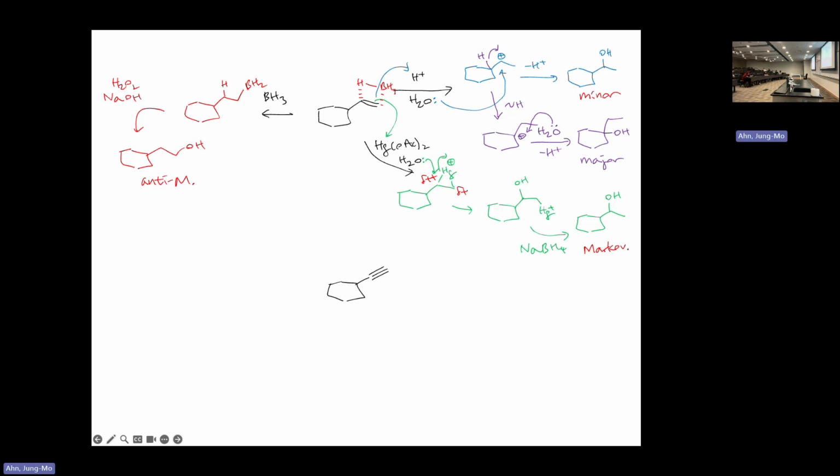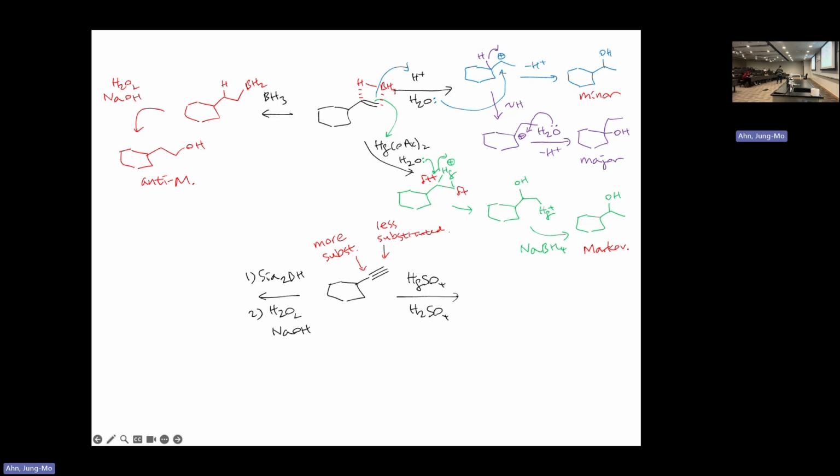Now I'm going to show you what it looks like when adding water to a triple bond. We talked about two different reagents. One is mercury sulfate with sulfuric acid, which is analogous to oxymercuration-demercuration. The other is disiamylborane with oxidative workup, which is analogous to the hydroboration reaction. It's boron, so it has to go the same way.